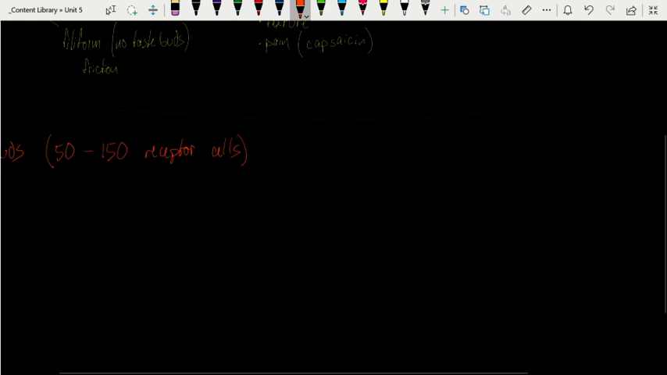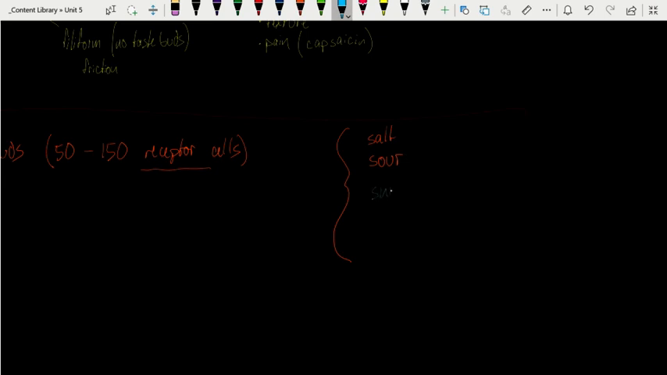So when we think about these receptor cells, what do we have? Well, let's do this. We have salt, and we have sour, and then I'm going to change color. We have sweet and bitter and something called umami or savory. And it'll make sense in a minute why we color coded them that way.